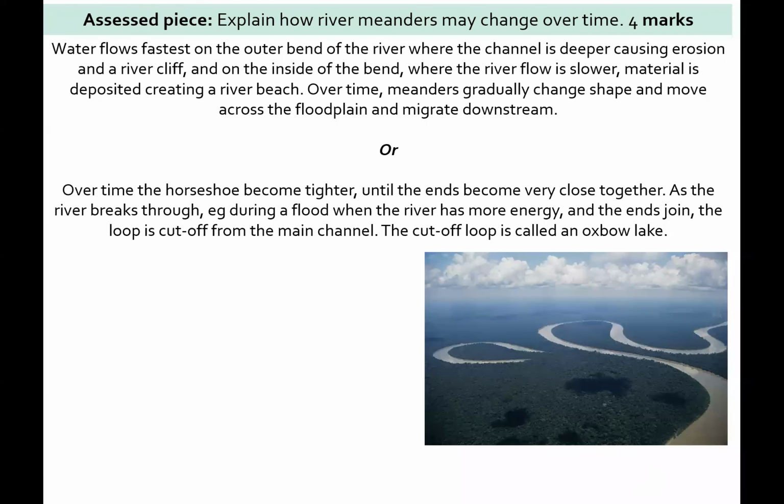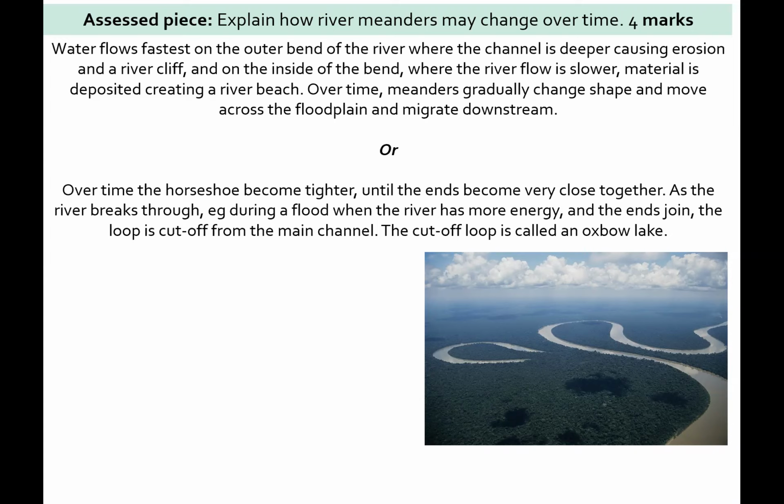So last lesson I asked you to have a go at this exam question. Most of you should have received a mark from me in an area for improvement. These are just two model answers that you could have used. There's two ways you can approach this question. You can either talk about a meander moving and changing, or you can talk about a meander becoming an oxbow lake.